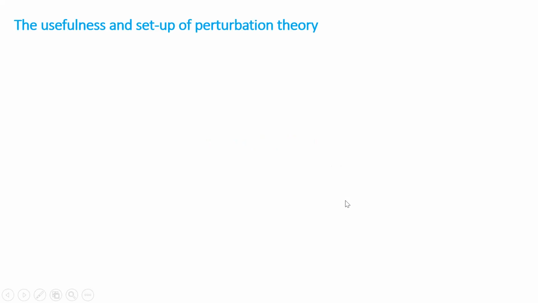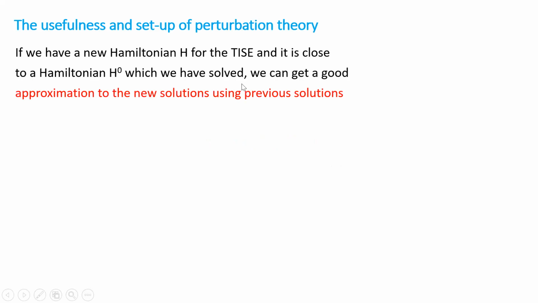Okay, so the usefulness and the setup of perturbation theory. Suppose we have a new Hamiltonian H, and it's close to a previous Hamiltonian H0, which we've already solved. It turns out we can get a good approximation to the new solutions using previous solutions, as long as our new Hamiltonian is pretty close to the Hamiltonian which we've already solved. And that's the usefulness of what's called perturbation theory.